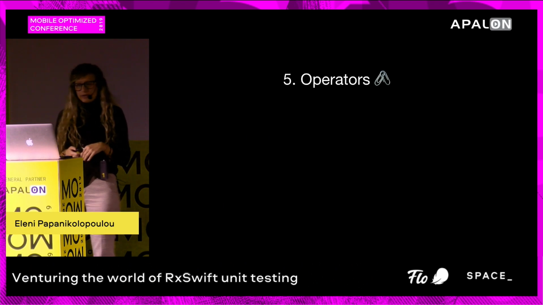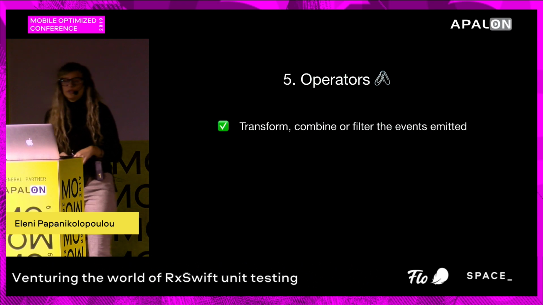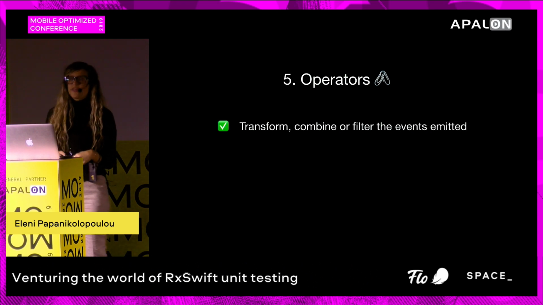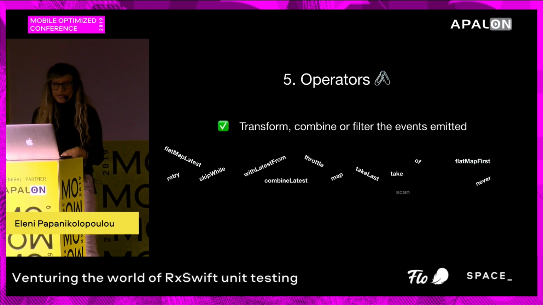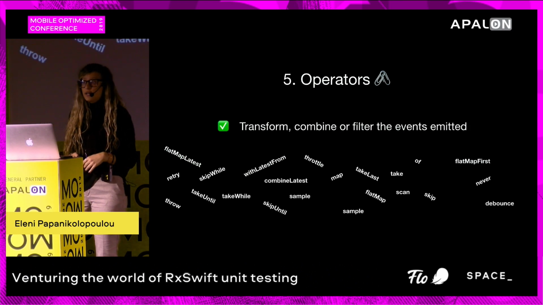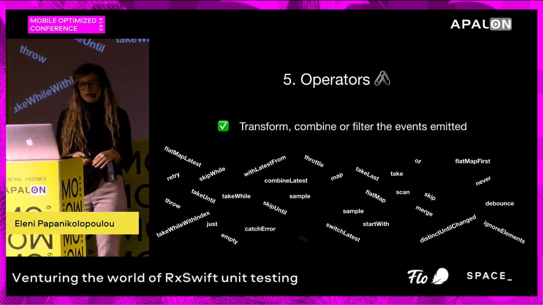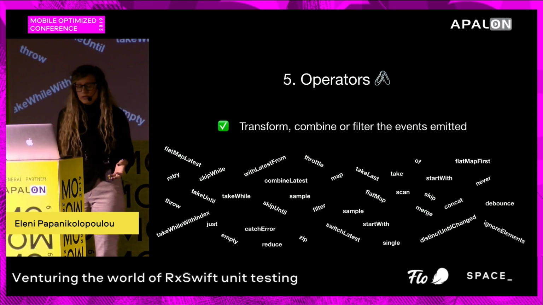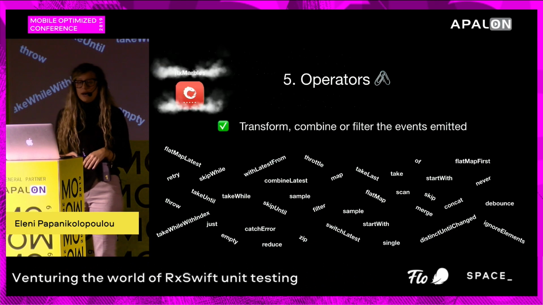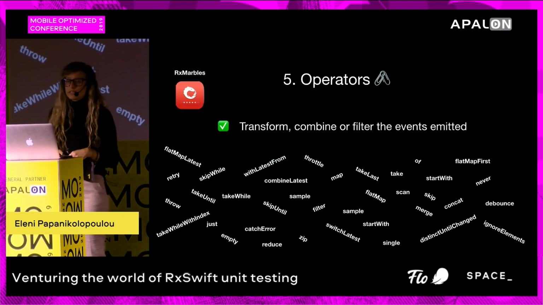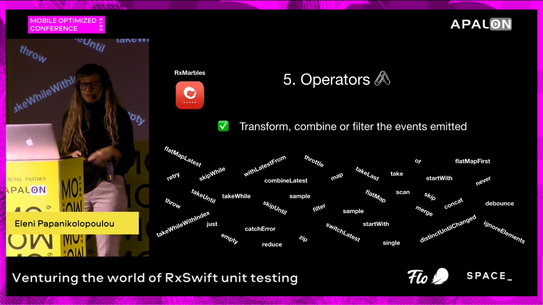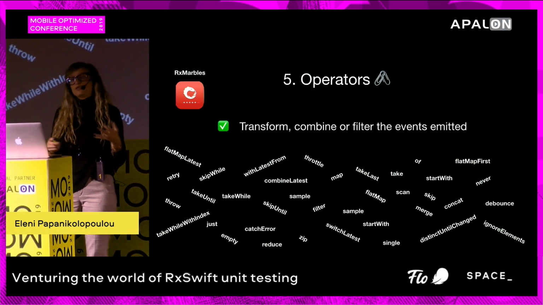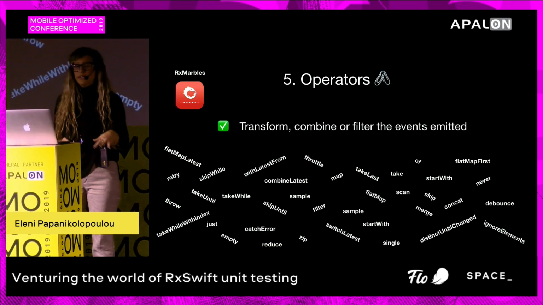Then we have operators. Operators are used in order to transform, combine, or filter the events emitted. And in RxSwift, we have different kinds of operators, and there are too many. And one is impossible to know what each one of these does unless you have actually used it. But there is a very cool app that comes to the rescue. It's called Rx Marbles, and you can download it from the App Store. It's free, and it's pretty useful because it has a visual depiction along with a description of the operators, so it's really, really helpful.